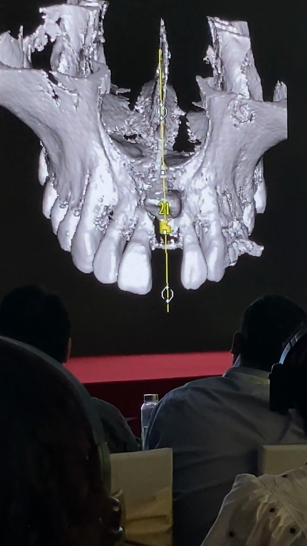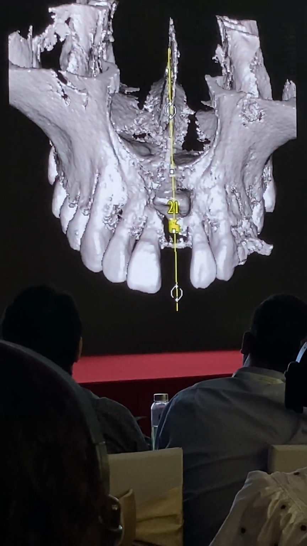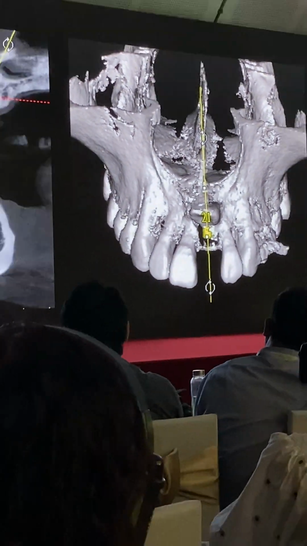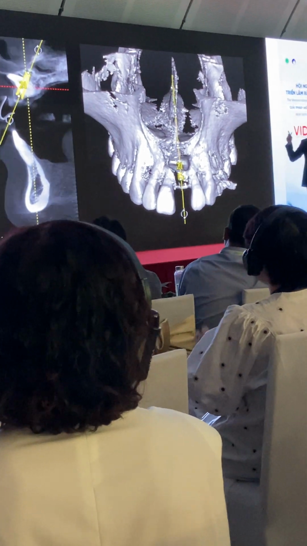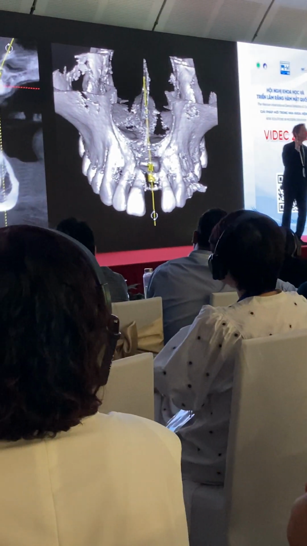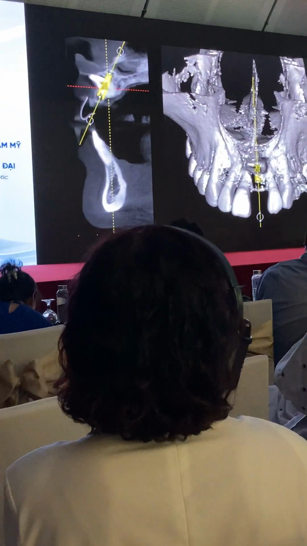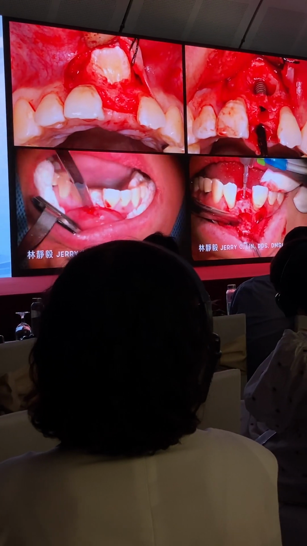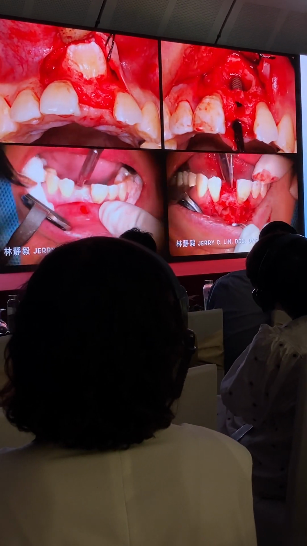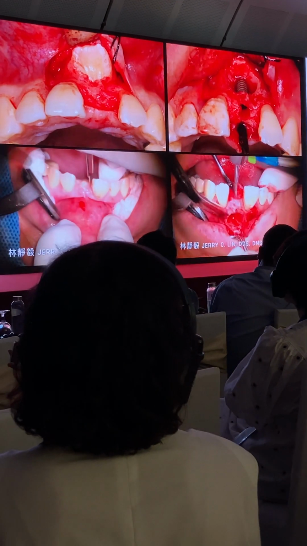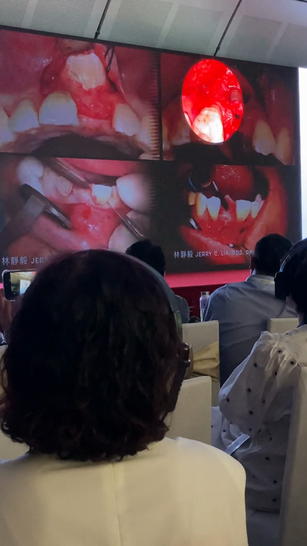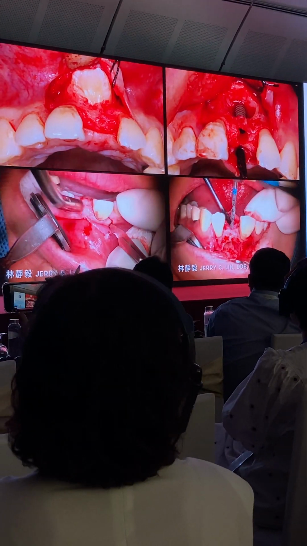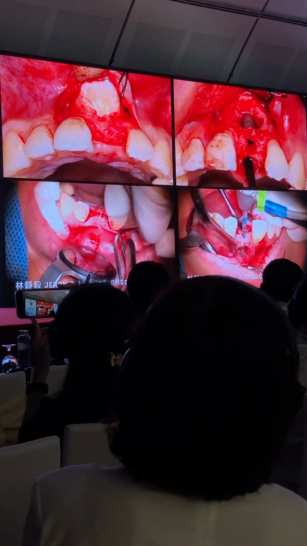So what would you do? Would you do simultaneous or would you do a staged approach? I would say, even though it looks very difficult, it's complicated, but it's not, because we have enough bone. We have too much bone. So what I did, I extracted the impacted central, even though it's a big hole right here. But I have enough bone to accommodate my implant.